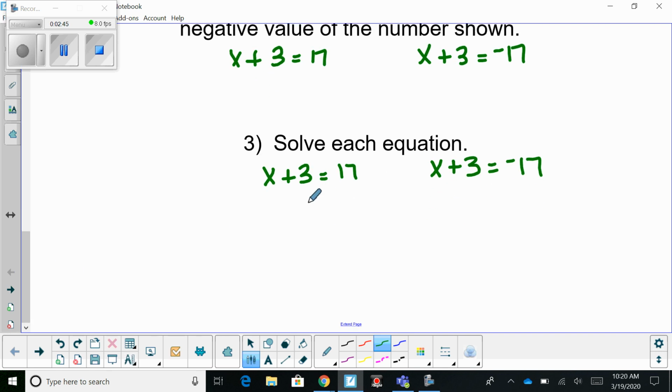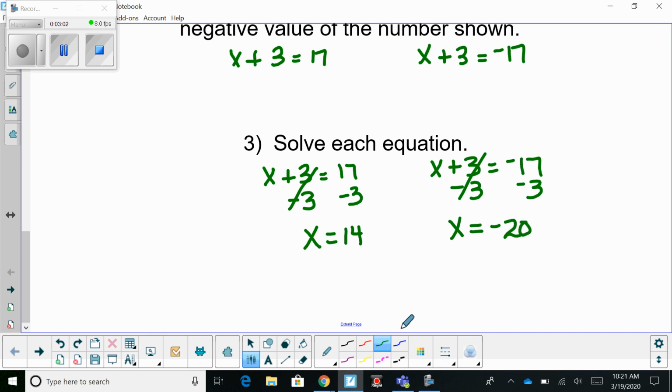On the left here, if I subtract 3 and subtract 3, I get that x is equal to 14. On the right, if I subtract 3 and subtract 3, I get that x is equal to negative 20. So my two solutions for that first equation would be both x equals 14 and x equals negative 20. Both numbers would make the equation true.